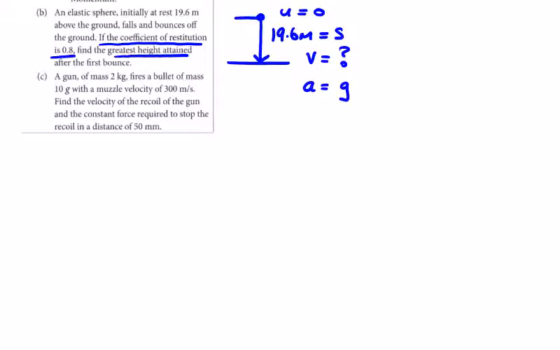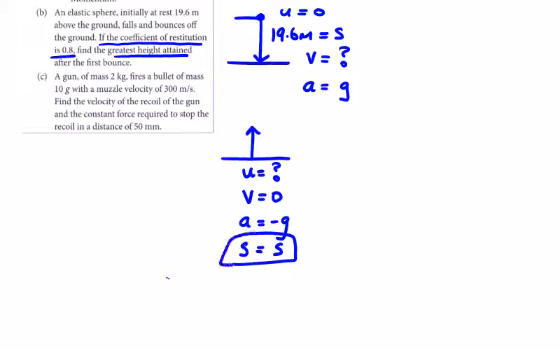So what's happening on the way back up? It's going to hit the ground, and it's going to go back up with an initial speed, which we're going to work out now to be this v. It's going to stop. The acceleration is going to be minus gravity, and we're looking for the distance that it's going to travel. So this s here is what we're looking to get at the end.